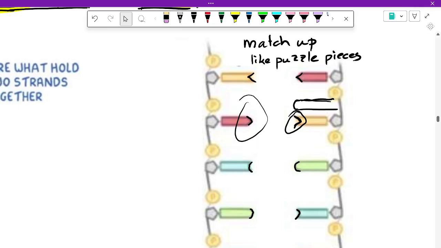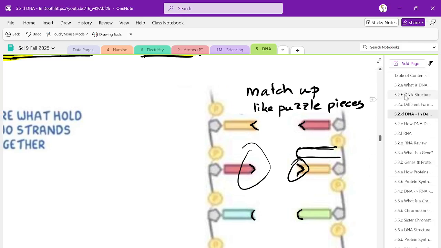Actually, you know what? Hang on one sec. Yes. Okay. DNA structure.